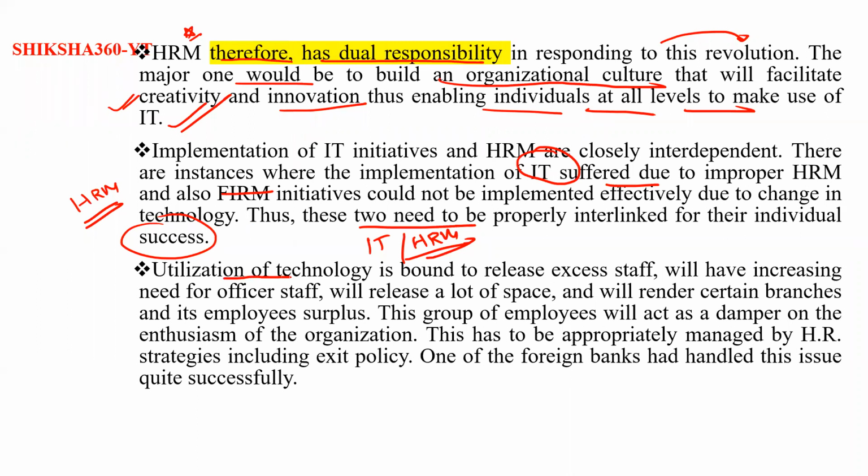Utilization of the technology: if we utilize the technology properly, the work that earlier was done by 10 people can be done by 4 to 5. So utilization of technology is bound to release excess staff, will create an increasing need for officer staff, will release a lot of space and will render certain branches and their employees surplus. Earlier, all withdrawal and deposit had to be done only at the branch.